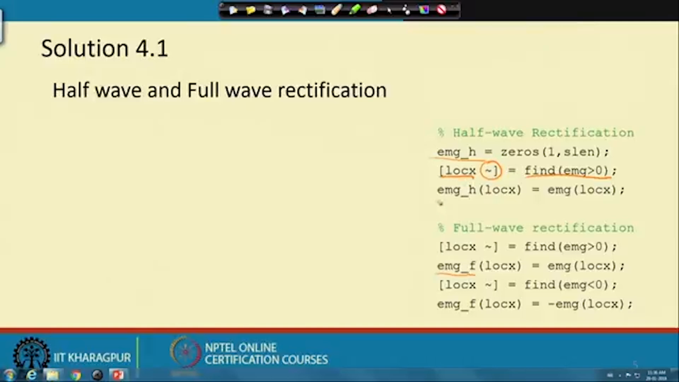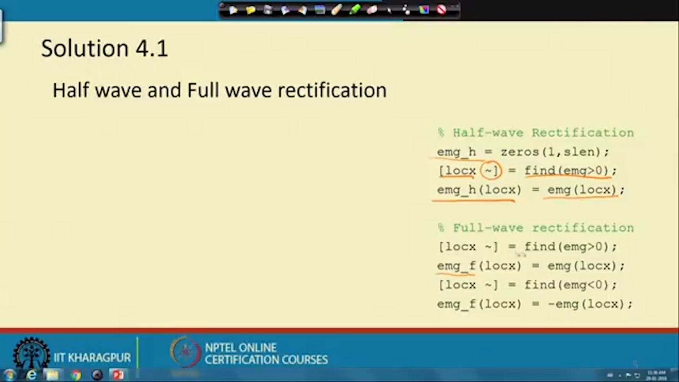For those locations, now what we are doing is assigning the value of the EMG signal. So, the positive half is restored, or preserved. The negative half, where the value is negative, has been assigned 0, so it has gone to 0.